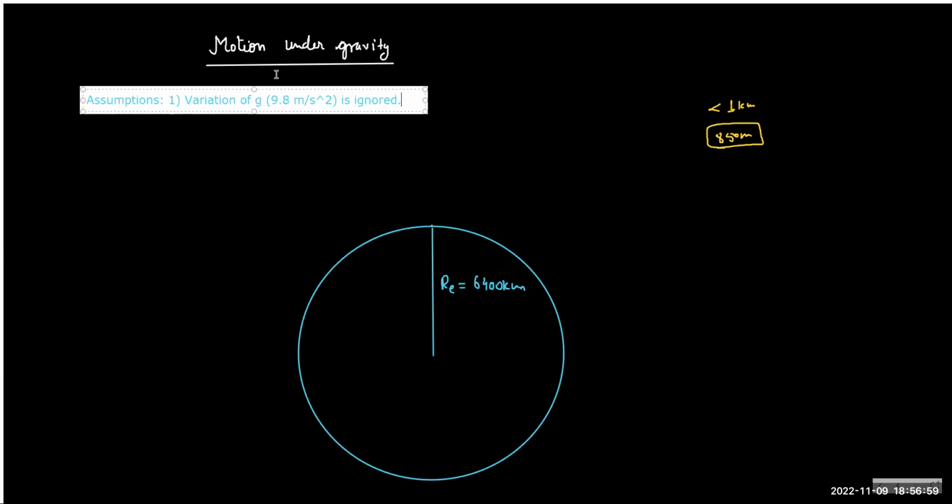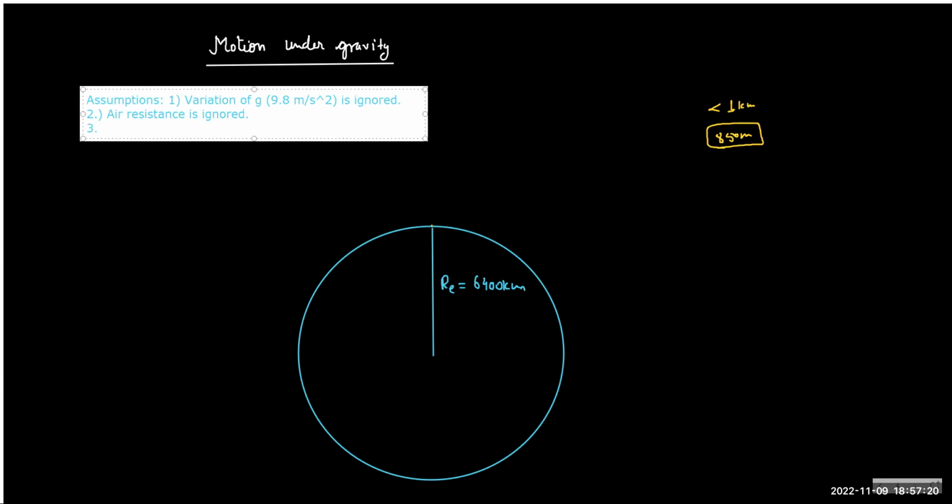What is the second assumption, guys? Air resistance is neglected. Correct. Of course, we cannot avoid air, but as of now, we are going to ignore it. Although it's there, we are going to ignore it. So air resistance is ignored.